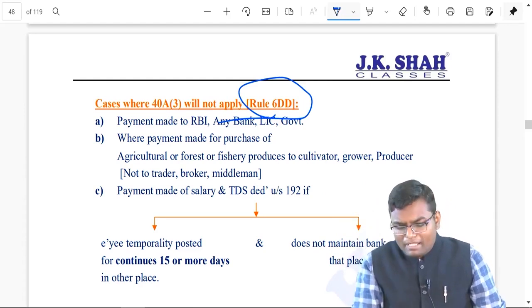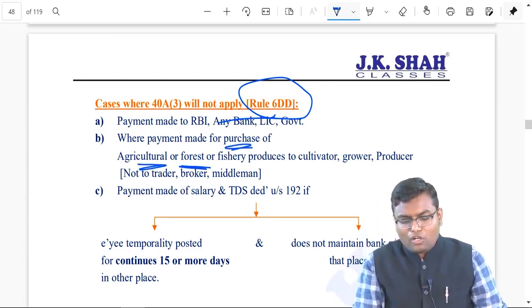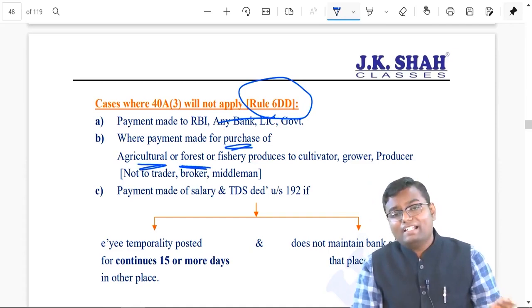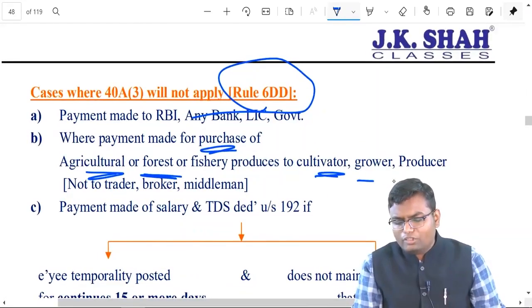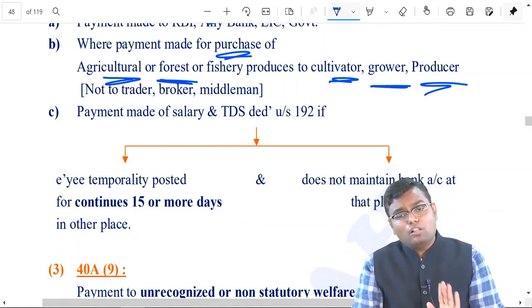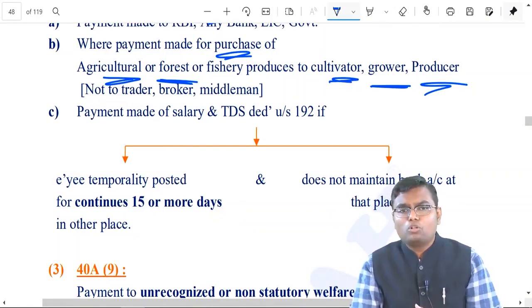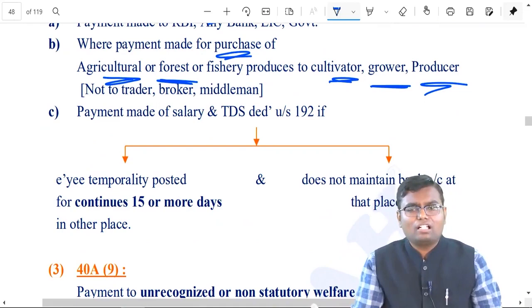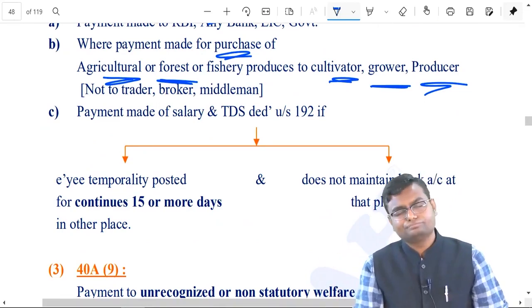If you are making payment for purchase of agricultural produce, forest produce, fishery produce, directly to the cultivator, directly to the grower, directly to the farmer or producer, then also you can make the payment through any mode because they might not have any bank account to deposit your cheque, etc.